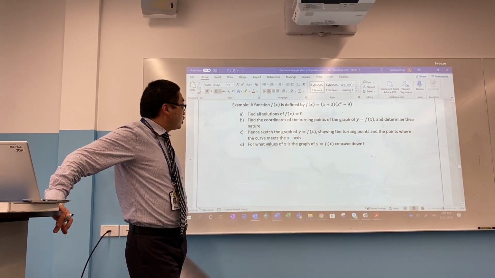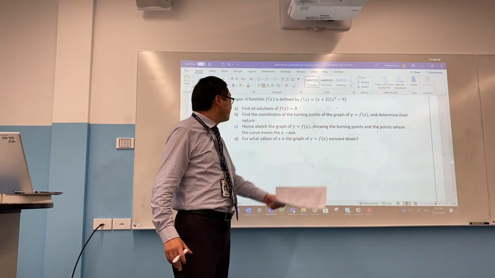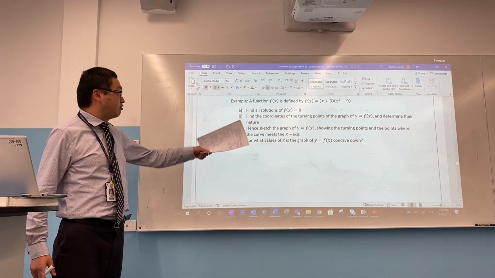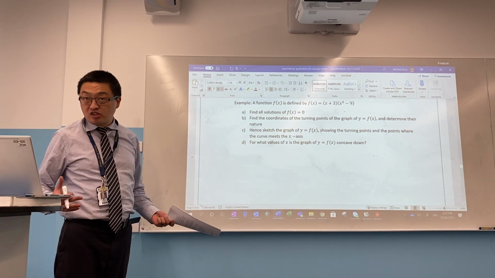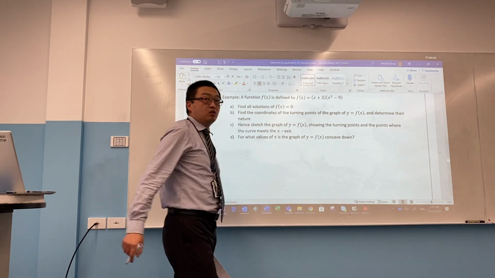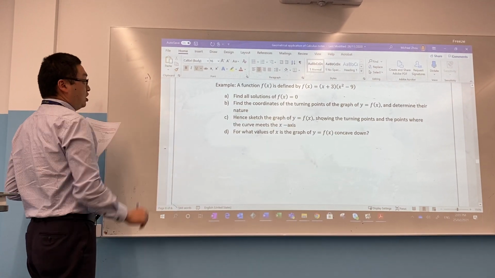So this question is basically: I've got a function, and the function is this bracket times this bracket. I want to find all solutions of f(x) equal to 0. The first one is pretty straightforward, nothing to do with this chapter. f(x) is y, and on the left-hand side I just want to make y equal 0. So part A, I'm going to put solutions here.